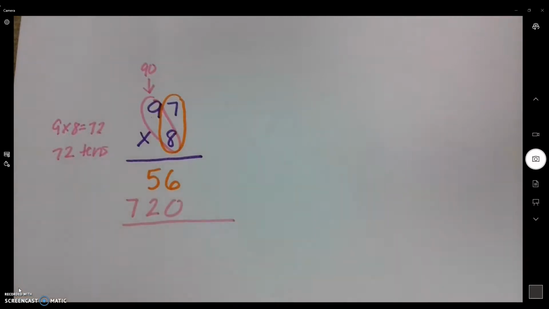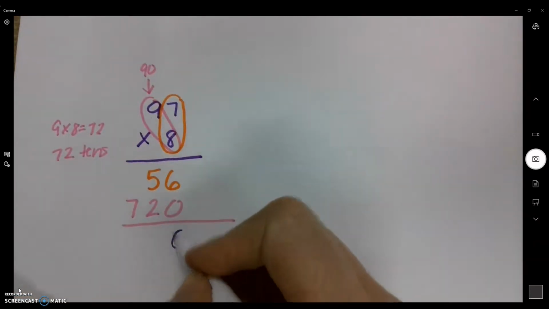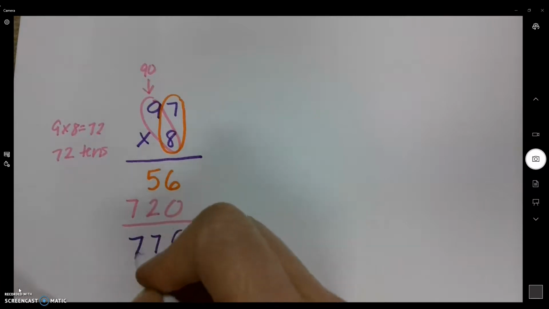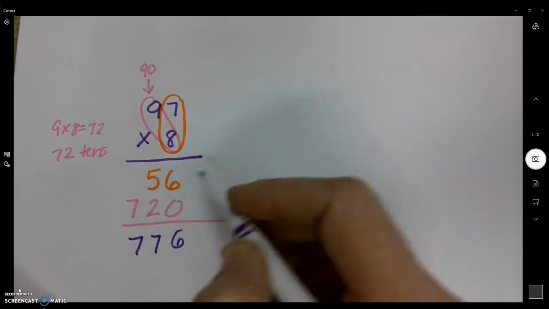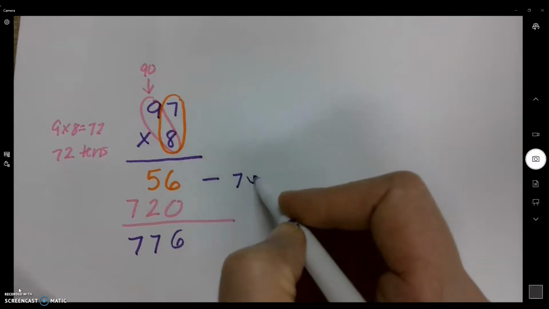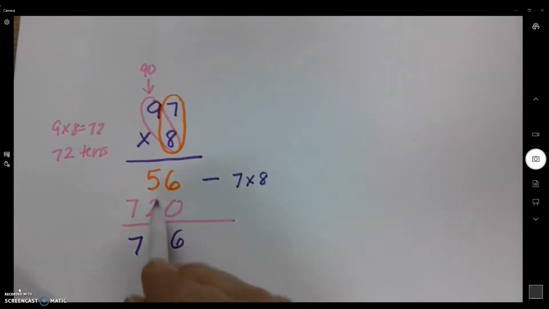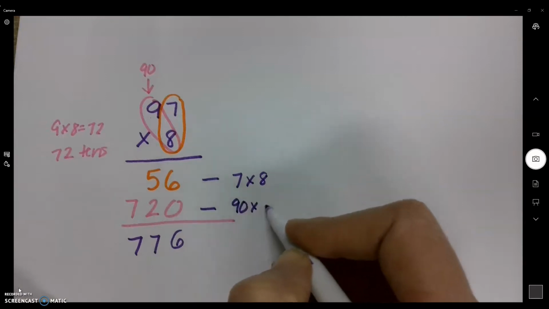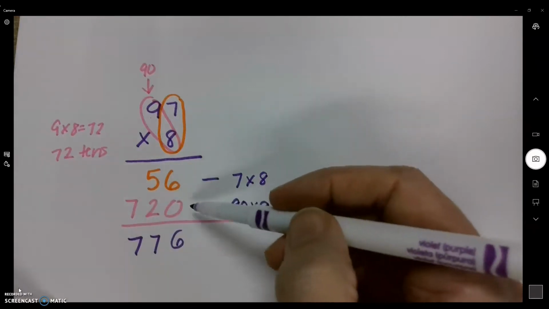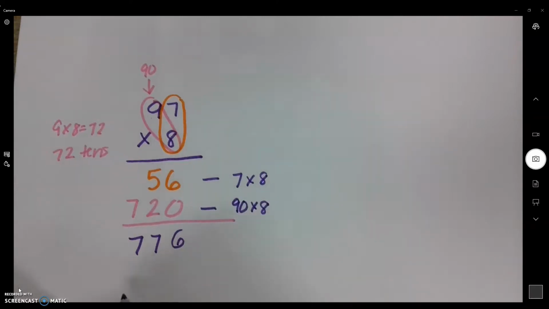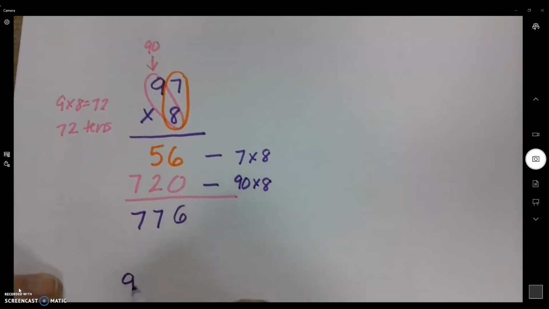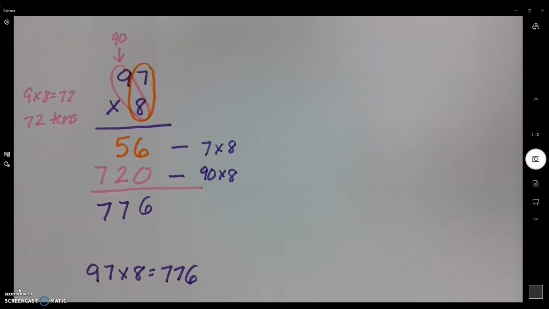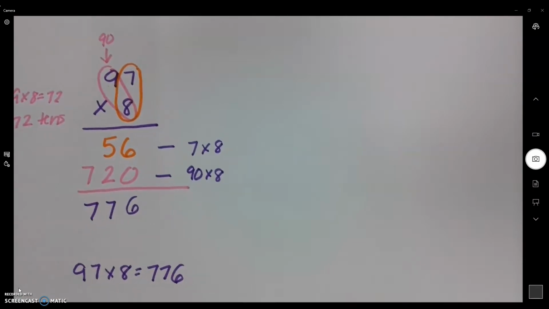And then if I go ahead and add that, I have 6 plus 0, 5 plus 2, and then the 7. And remember that I got the 56 by multiplying 7 times 8, and I got the 720 by multiplying 90 times 8. So these are the partial products. This is the product. I know that 97 times 8 equals 776.